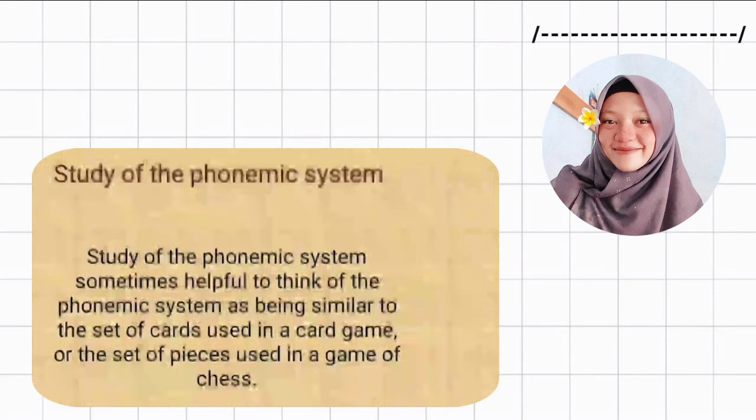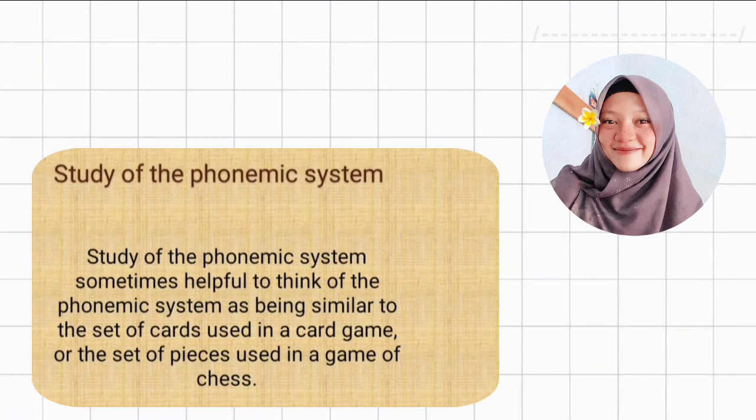Study of the phonemic system. It is sometimes helpful to think of the phonemic system as being similar to the set of cards used in a card game or the set of pieces used in a game of chess. In chess, for example, the exact shape and color of the pieces are not important to the game as long as they can be reliably distinguished, but the number of pieces, the moves they can make, and their relationship to all the other pieces are very important.